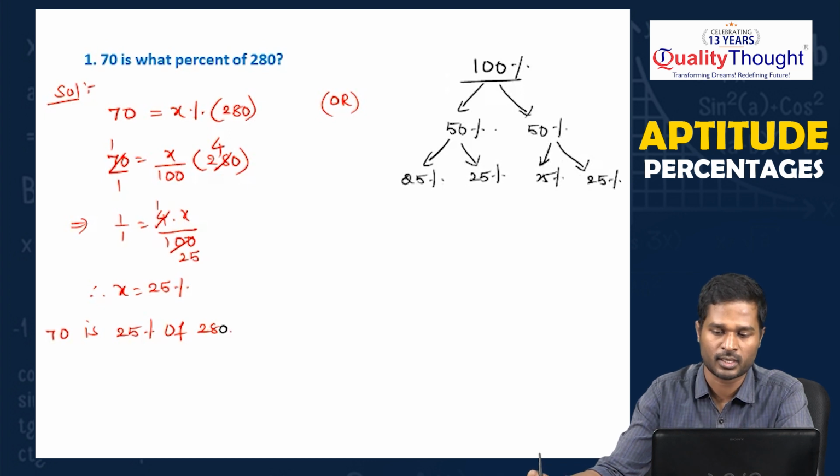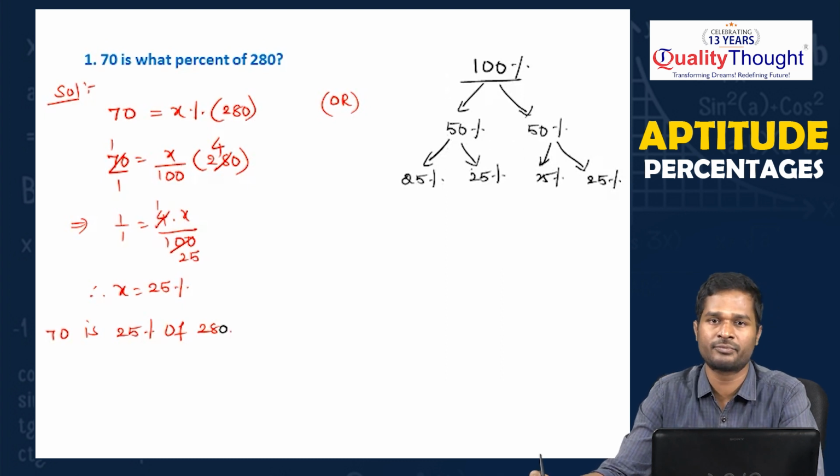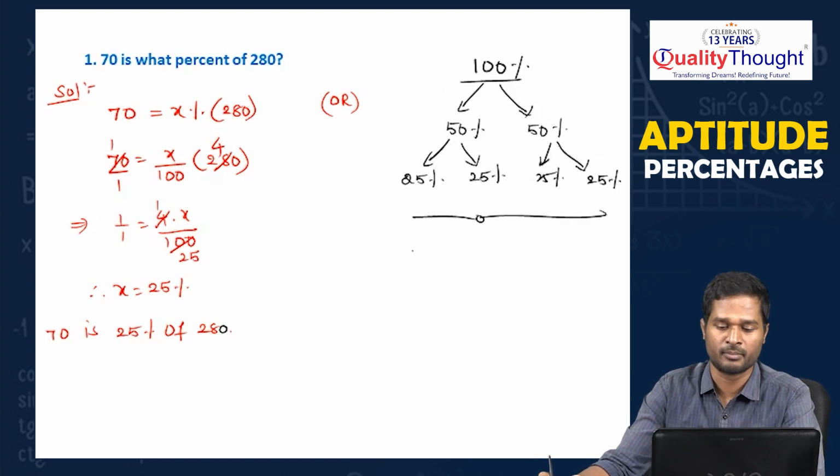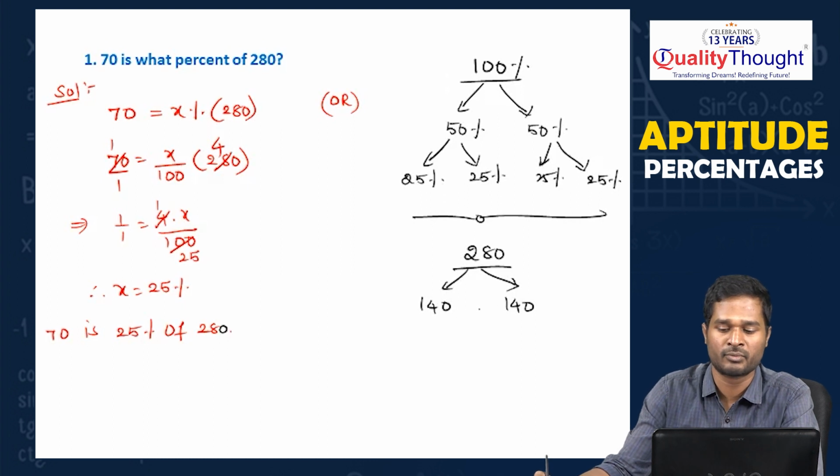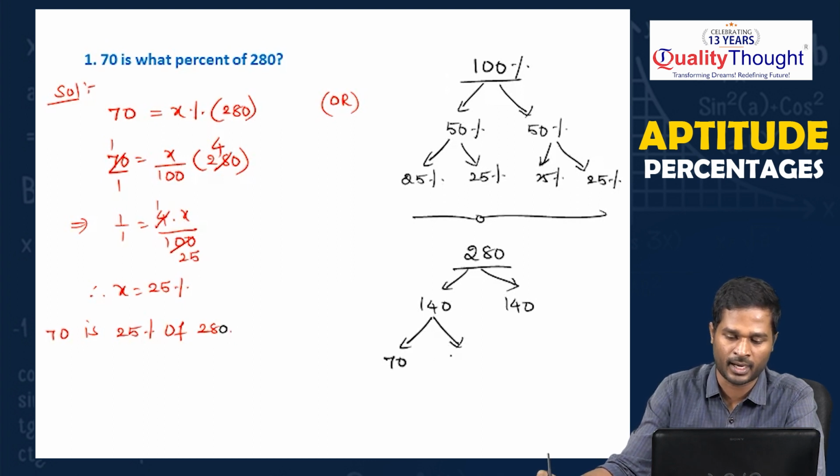That means the complete 100% value can be made into two equal parts, 50 and 50, and each 50 is made into two equal parts, that is 25 percentage and 25 percentage. Keep it aside, and now write this 280. Let us see if we can write it in two equal forms. So, I can write it as 140 and 140, which is 50 percentage is 140 and 50 percentage is another 140. Again I can convert this 140 into 70 and 70.